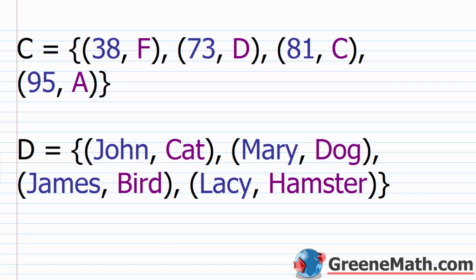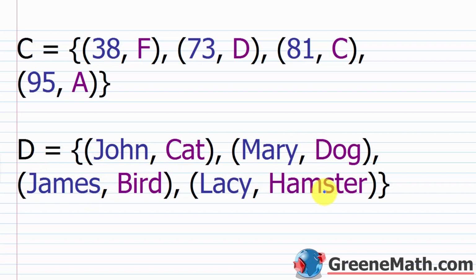Now, ordered pairs don't have to just relate numerical information. It doesn't have to be solutions for equations, it can really be any two pieces of related information put together nicely, okay? So for C here, what we have is numerical grades and then associated letter grades. So a grade of 38, if you get that on a test, you get an F, right? So 38 is related to a letter grade of F. 73 with a D, 81 with a C, 95 with an A. Then something like set D, let's say we related people in a group and their pets. So John has a cat, Mary has a dog, James has a bird, Lacey has a hamster.